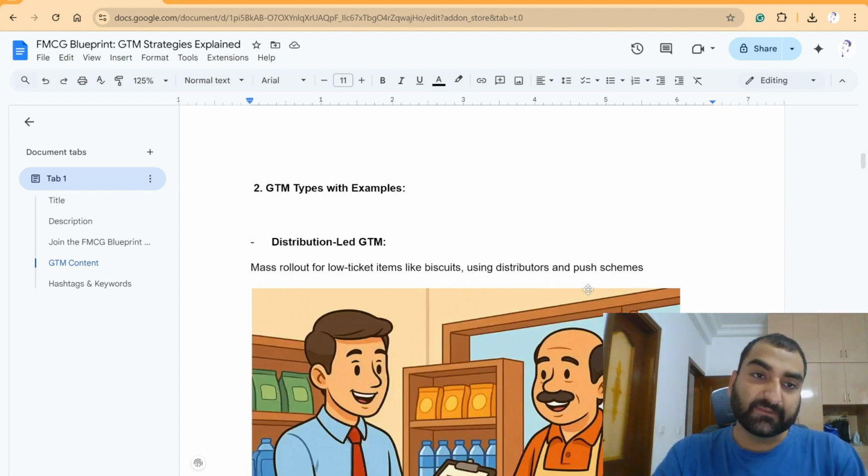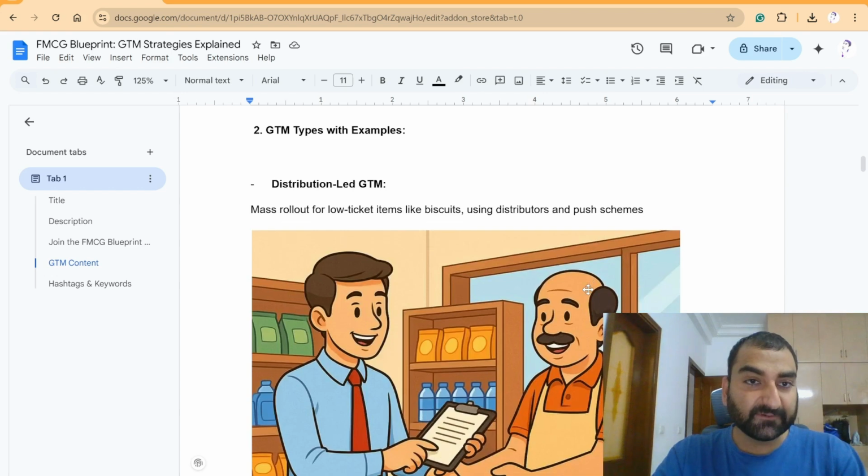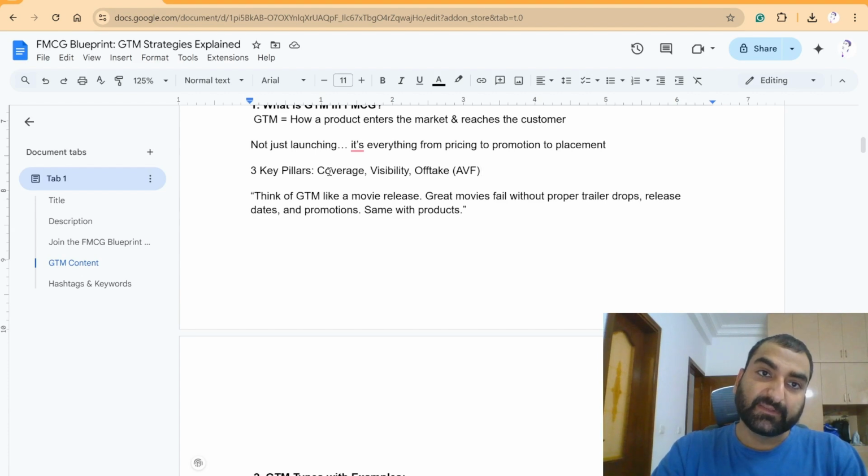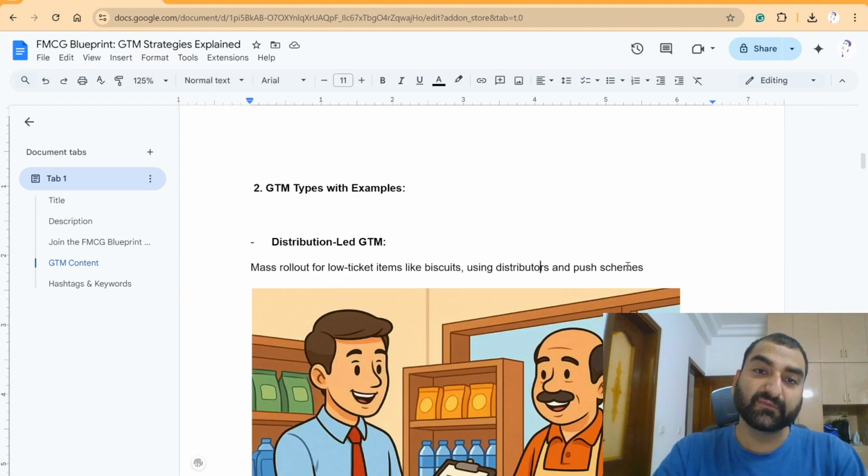So let us begin with distribution-led GTM. Distribution-led GTM is a simple GTM model which primarily works on mass rollout and low ticket items, right? A prime example of this could be biscuits or, for example, atta, or confectionery, wherein we use distributors and push schemes primarily to launch into the market. If you remember AVF, the coverage that comes from this push is led by distribution-led GTM, right?